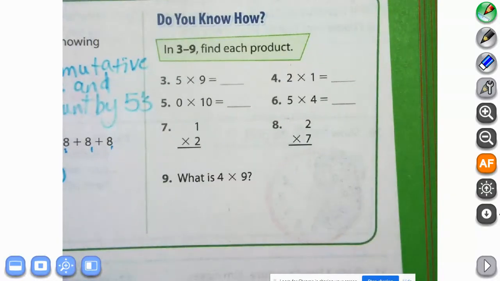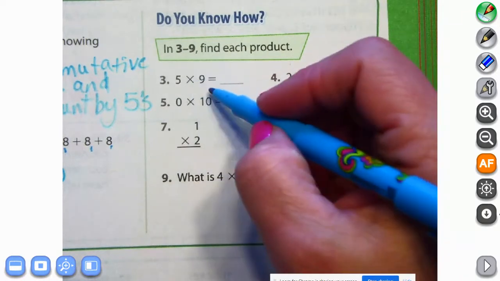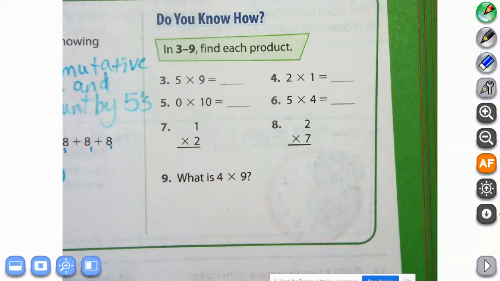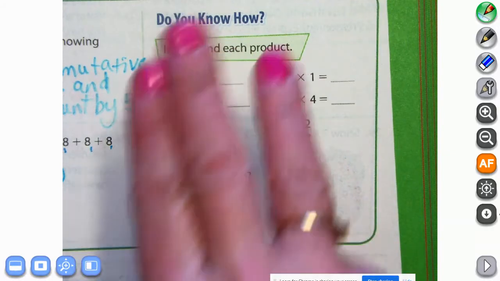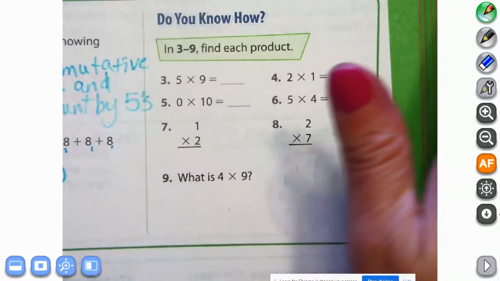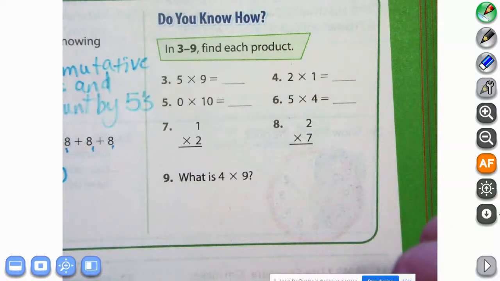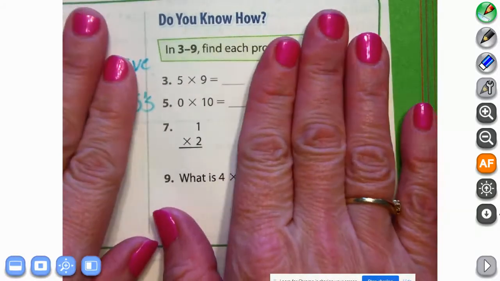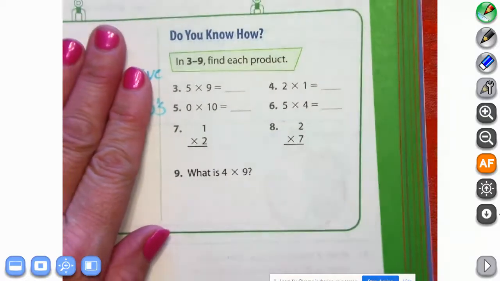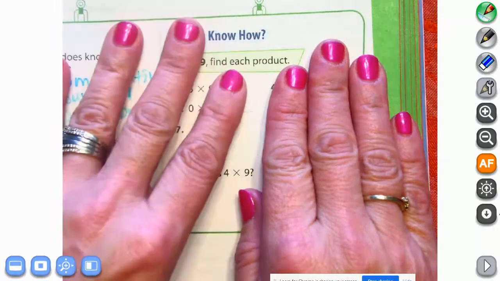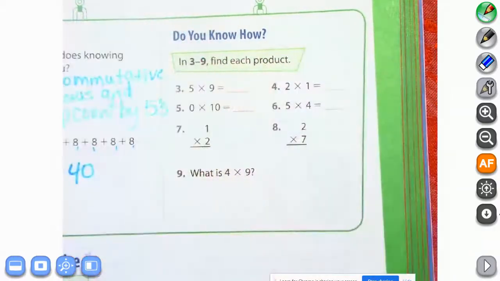All right, in 3 through 9, find each product. 5 groups of 9, or 5 times 9. So we can skip count by 5, 9 times. 5, 10, 15, 20, 25, 30, 35, 40, 45. We can also skip count or do the 9s trick. Bring my hands back here. 1, 2, 3, 4, 5. Put the 5 down. It's 45.